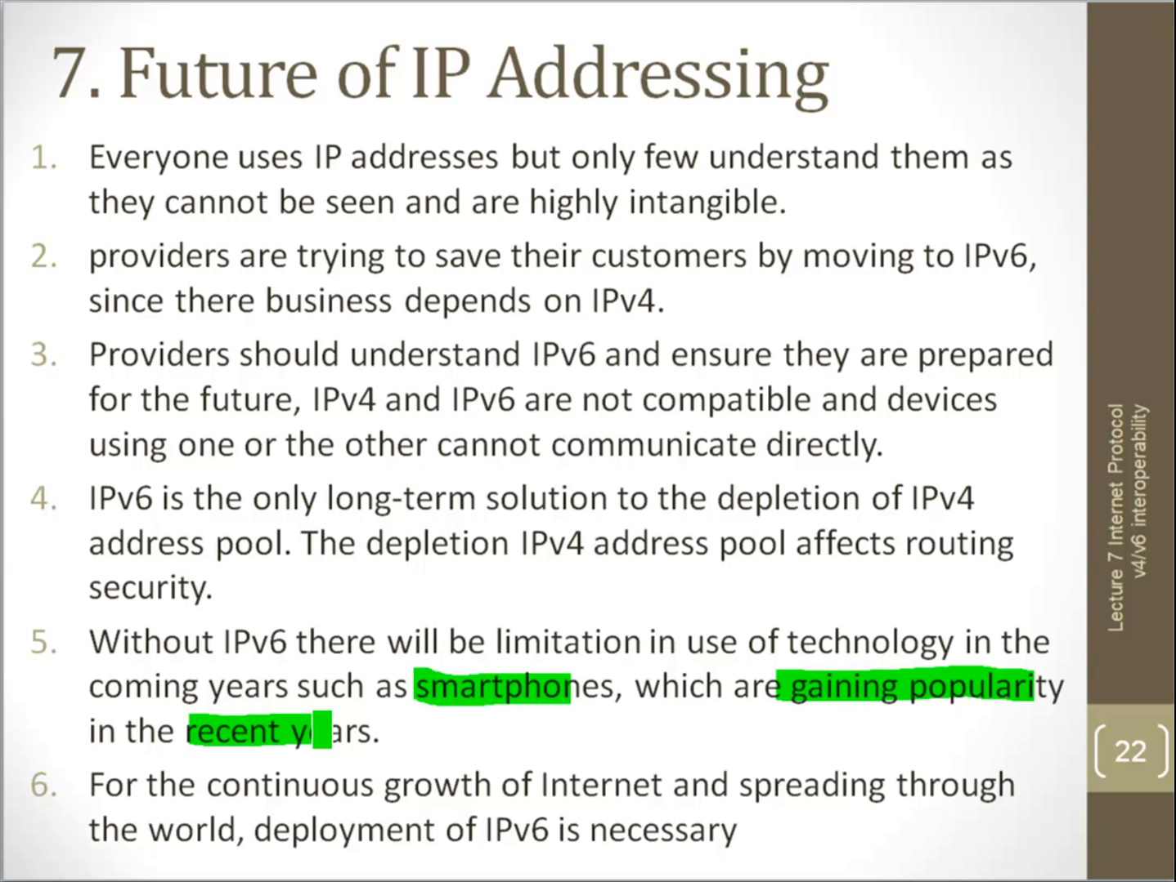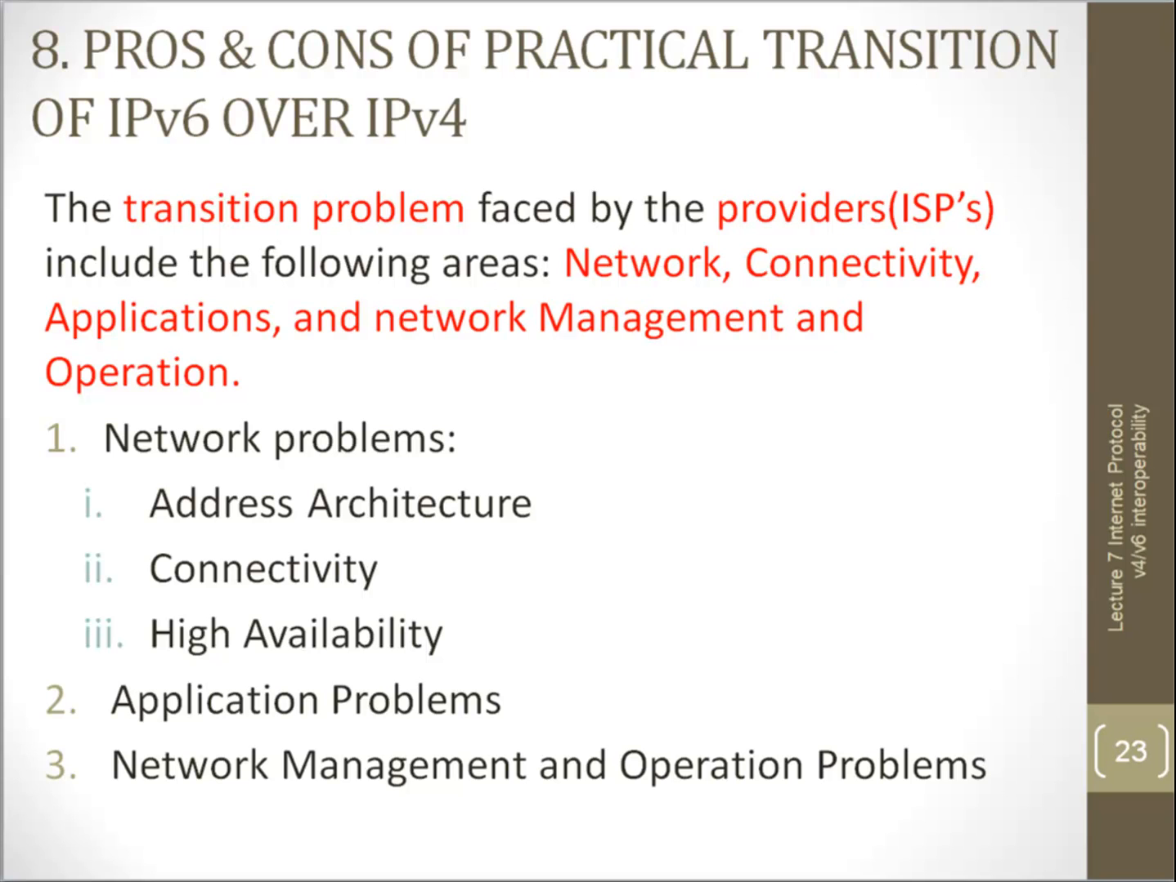So automatically the number of users is increasing. If the number of users increases, automatically we need more IP addresses, particularly public IP addresses. So it is exhausted, go for the next version. IPv6 is the solution for this. Now, the pros and cons of the practical transition from IPv4 to IPv6. What are the issues available? The first issue starts with the ISPs, internet service providers. Your internet service provider must enable IPv6. This is the first thing.